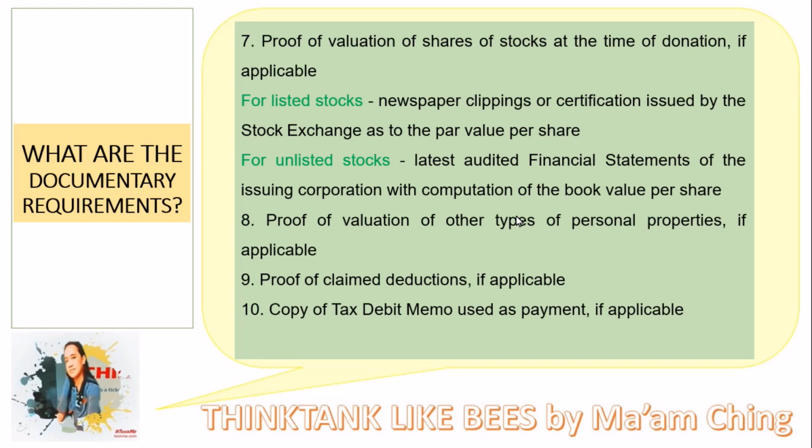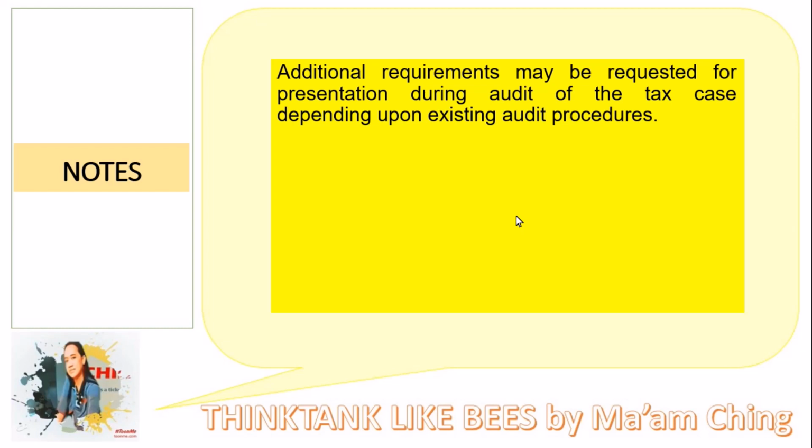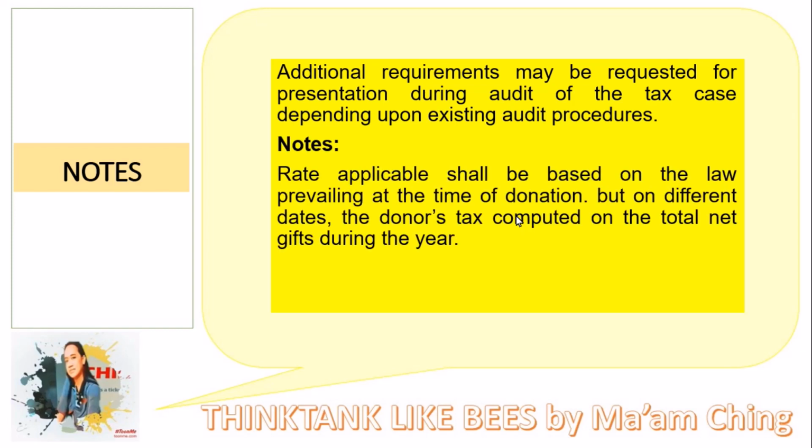If the donation is for unlisted stocks, the latest audited financial statement of the issuing corporation with computation of the book value per share. Number 8 is the proof of valuation of other types of personal properties, if applicable. Number 9, proof of claimed deductions, if applicable. Number 10 is a copy of the tax debit memo used as payment, if applicable. Note: additional requirements may be requested for presentation during audit of the tax case depending upon existing audit procedures.